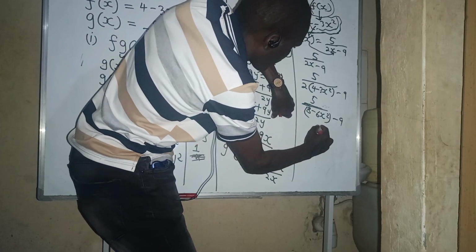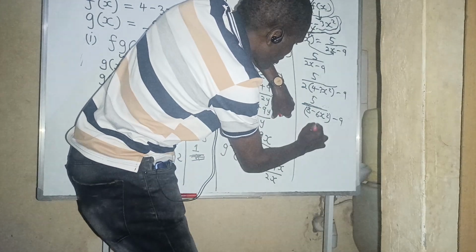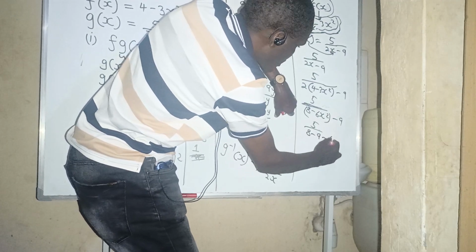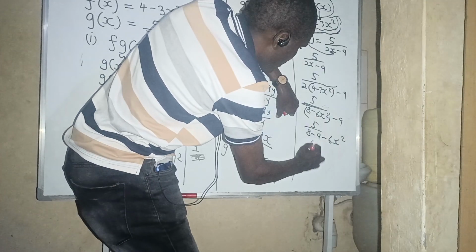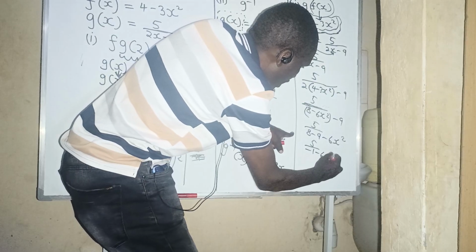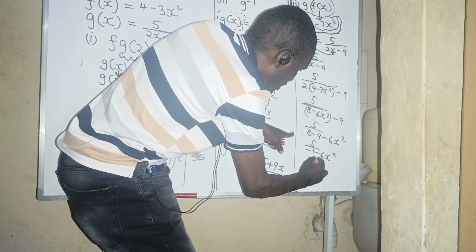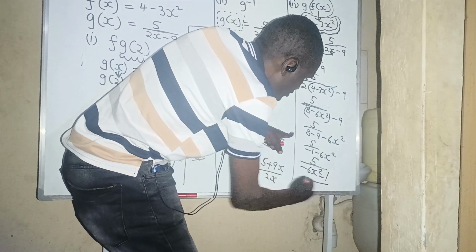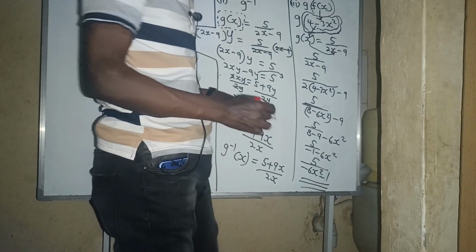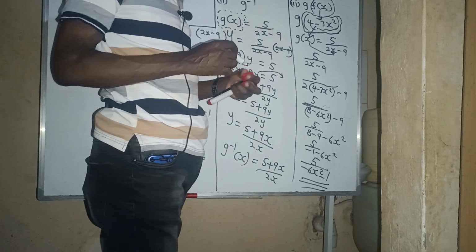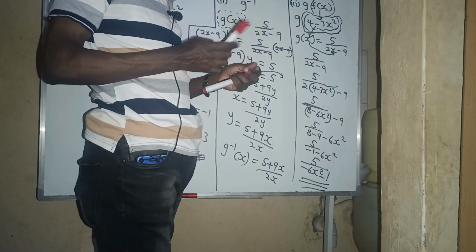So I'll proceed and have 5 over, I'll collect like terms, 8 minus 9 minus 6x squared. So I'll have 5 over minus 1 minus 6x squared. I'll rearrange. So I'll have my final answer as 5 over minus 6x squared minus 1. So that becomes now the function of g, the function of f in terms of x. So that becomes our final answer for that third part of that question.